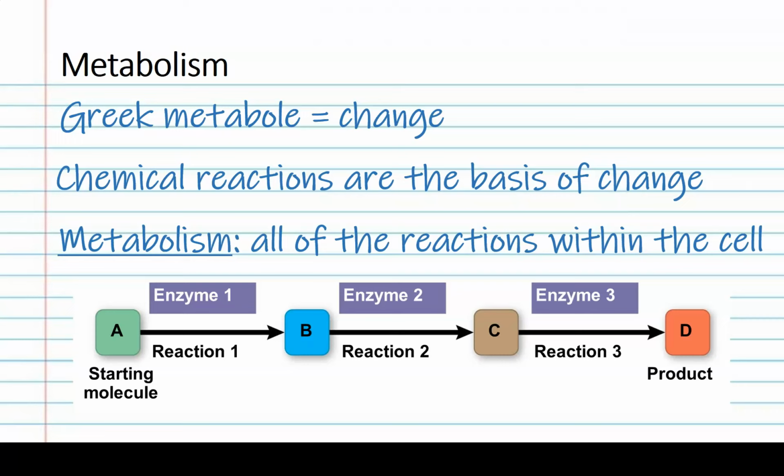Now, the molecules in between in this picture, so B and C, those molecules, we call those intermediates in a pathway, and you'll notice that for each one of the reactions pictured, there's an enzyme that is involved. And we're going to talk more about enzymes as we get into the next lecture. But for now, what I want you to keep in mind is that metabolism is the set of all chemical reactions that occur within the cell, and that these chemical reactions often occur as a series of steps. We call this series of steps a metabolic pathway.